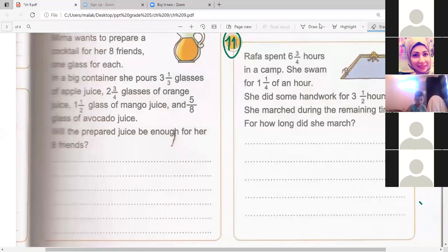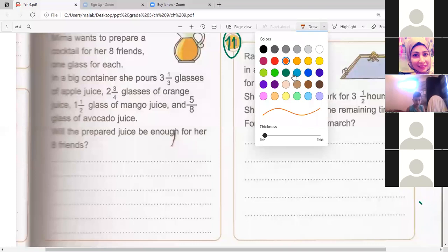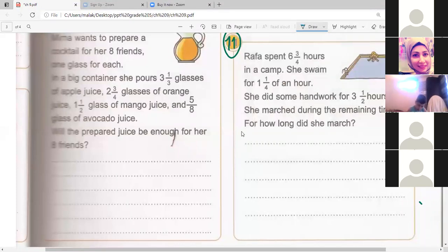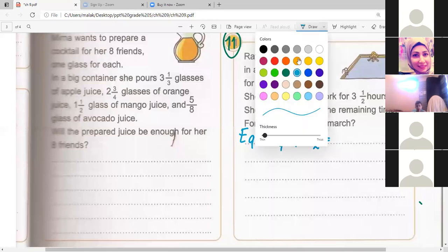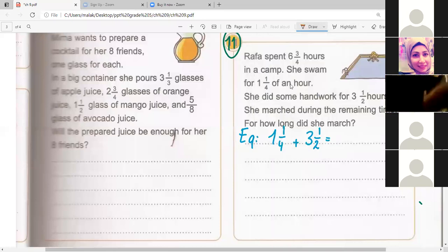Let's add first to know how many hours she spends in both swimming and handwork activity. So we'll add 1 over 4 by 3.5 hours. Handwork means hand-made activity. Okay, 1 over 4. Change it to a fraction.